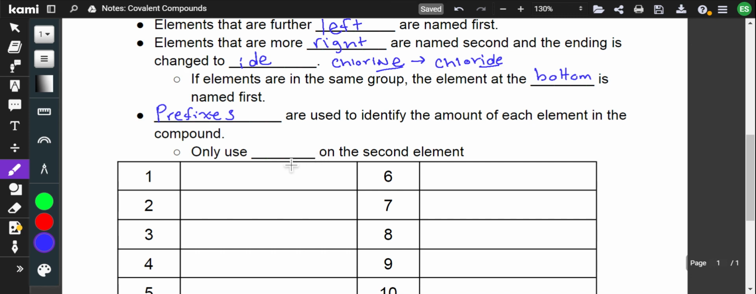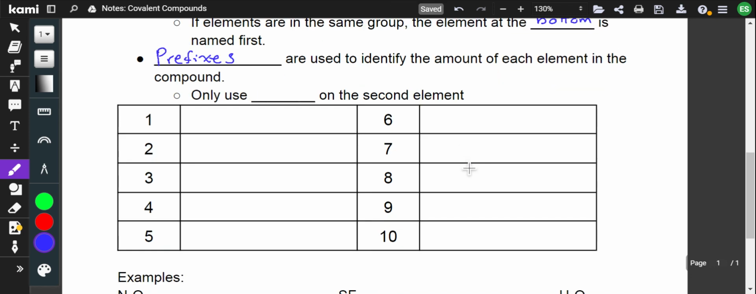So we have a list of prefixes that we're going to use. We're going to focus on the numbers 1 through 10. I believe they're Greek prefixes. So please copy these prefixes down. I'm not going to ask you to memorize them. We're going to get a whole list of them that you'll be able to use for quizzes and tests. But for right now, let's copy them down just to make sure we have them for practice moving forward.